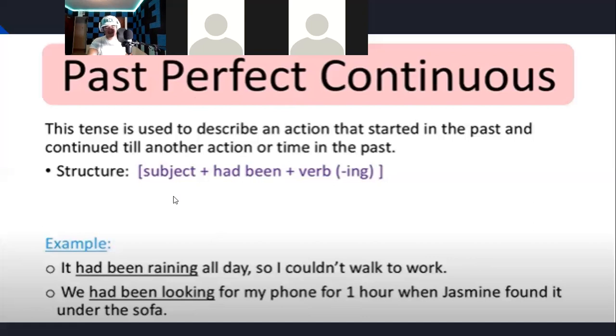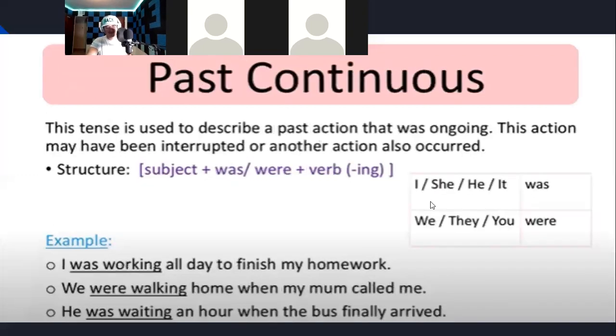In this sense, we had been looking for my phone for 1 hour when Jasmine found it under the sofa. So if Jasmine found my phone, then the action is completed. We're not looking for my phone anymore, but we were looking for my phone before something else happened in the past also. So that's what it means.